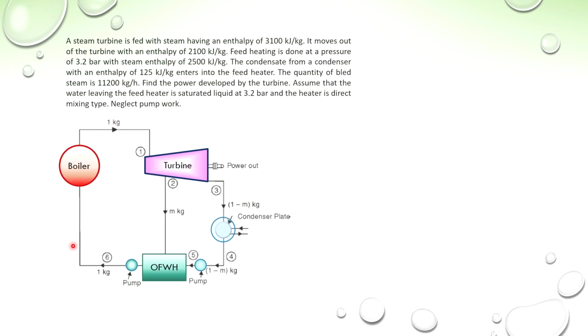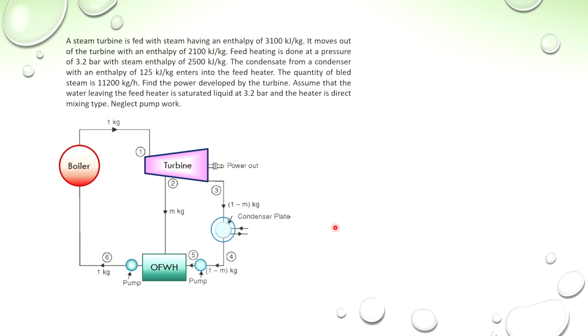This is the schematic diagram showing the boiler, turbine, open feed water heater, two pumps, and the condenser. We have an amount of m kg of steam extracted from the turbine at a pressure of 3.2 bar, which is given in the question. Here is the exit of the turbine with a mass of 1 minus m kg. Then this is the condenser, and this is the saturated liquid with the mass of 1 minus m kg.